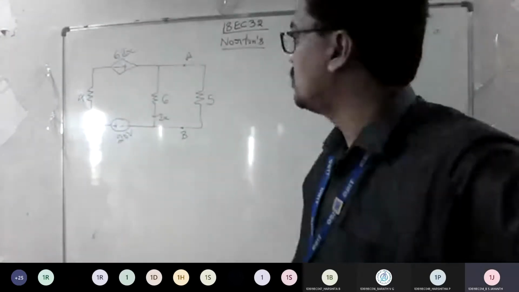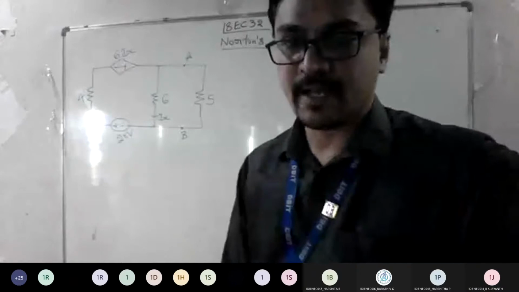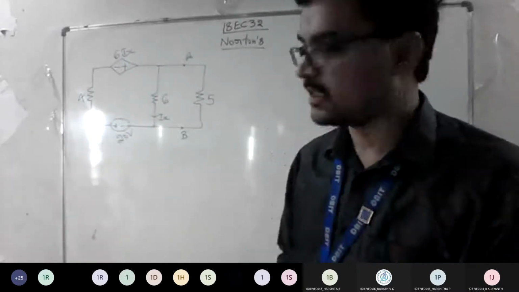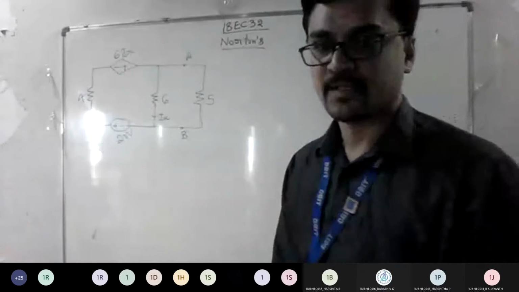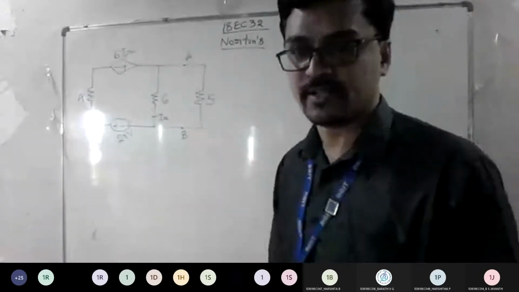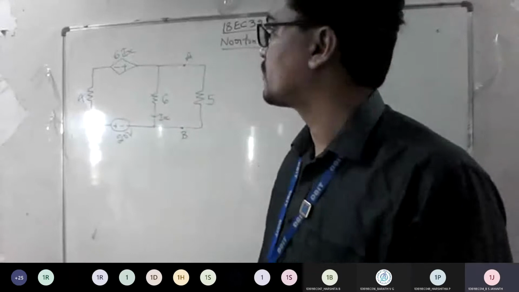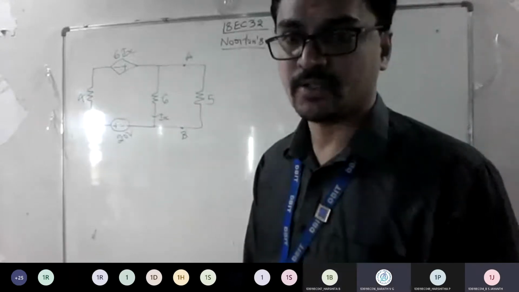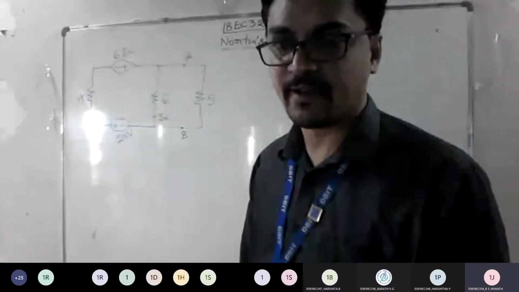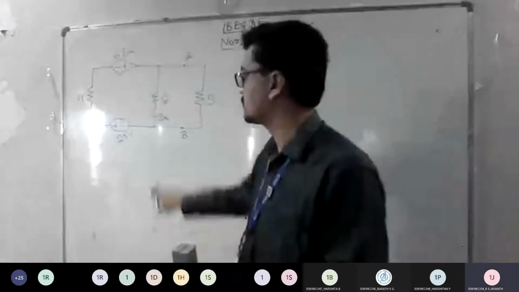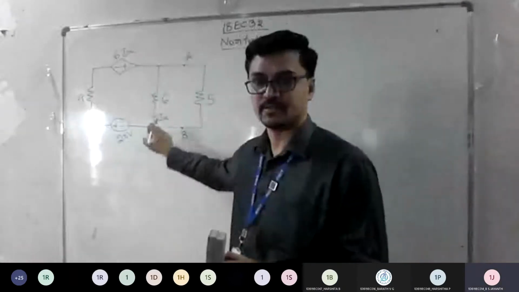Okay. Across AB is your load, the 5 ohm load, correct? So what is the first step? Before that, what type of dependent source have they given? Current dependent voltage source, sir. Current dependent current source. Good. So that current is depending where now? Across which resistor? 6 ohm resistor, sir. Across the 6 ohm resistor. Good.